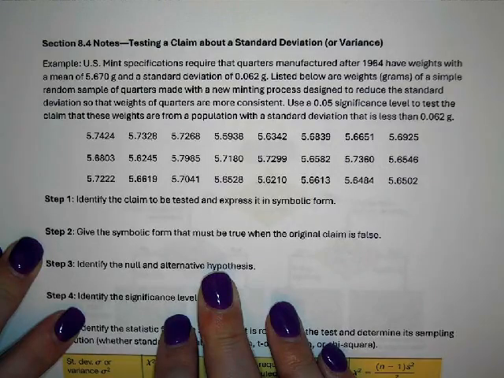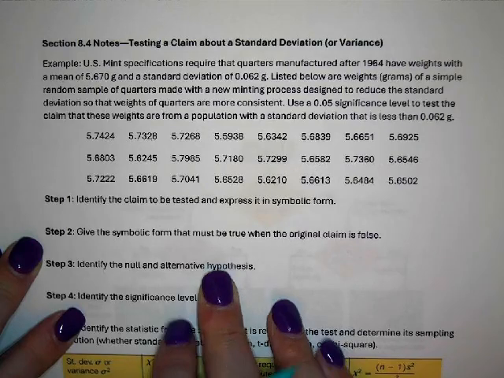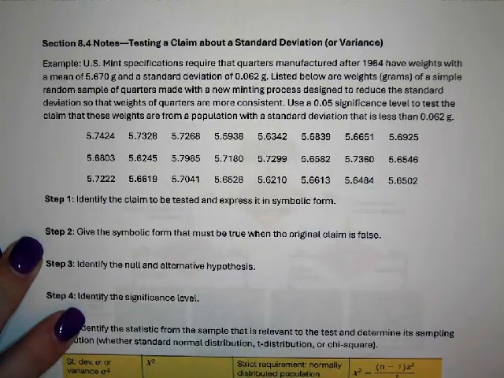Listed below are weights in grams of a simple random sample of quarters made with a new minting process designed to reduce the standard deviation so that weights of quarters are more consistent. Use a 0.05 significance level to test the claim that these weights are from a population with a standard deviation that is less than 0.062 grams. And then it gives you the sample.